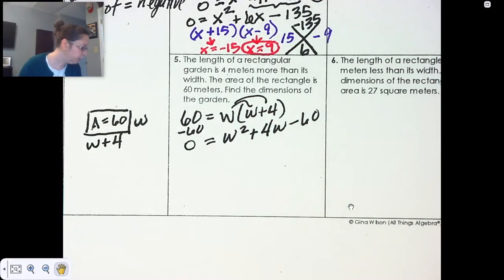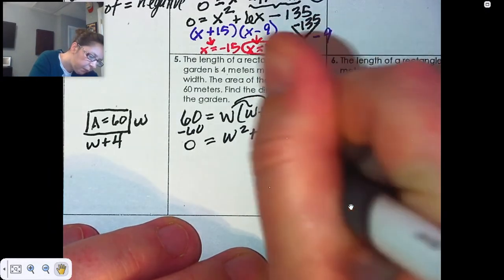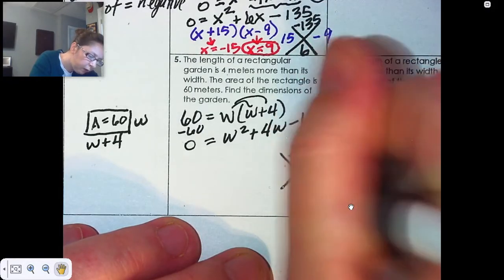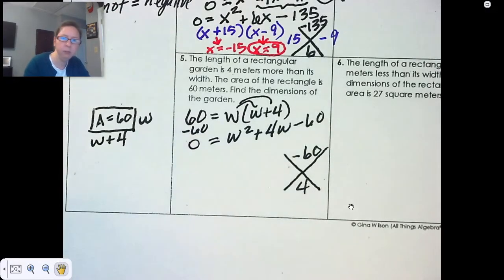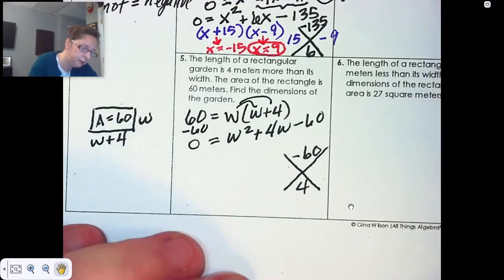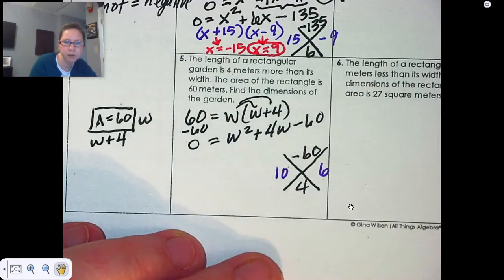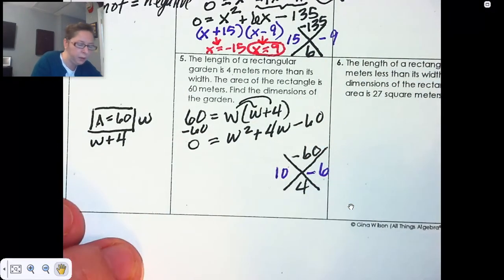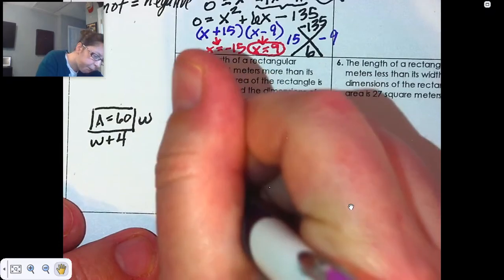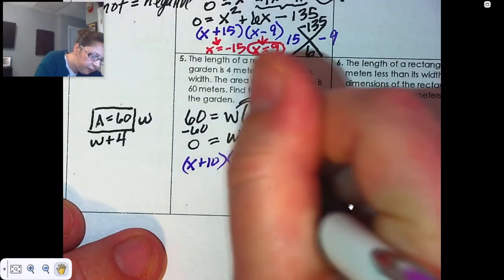Okay, now I'm going to do my factoring. Negative 60 goes in the top. Positive 4 goes in the bottom. Let's try 10 and 6, because I know 10 times 6 is 60. And then which one do I need to subtract to get to a positive 4? Subtract the 6. So my factors out to the side will be x plus 10 and x minus 6.